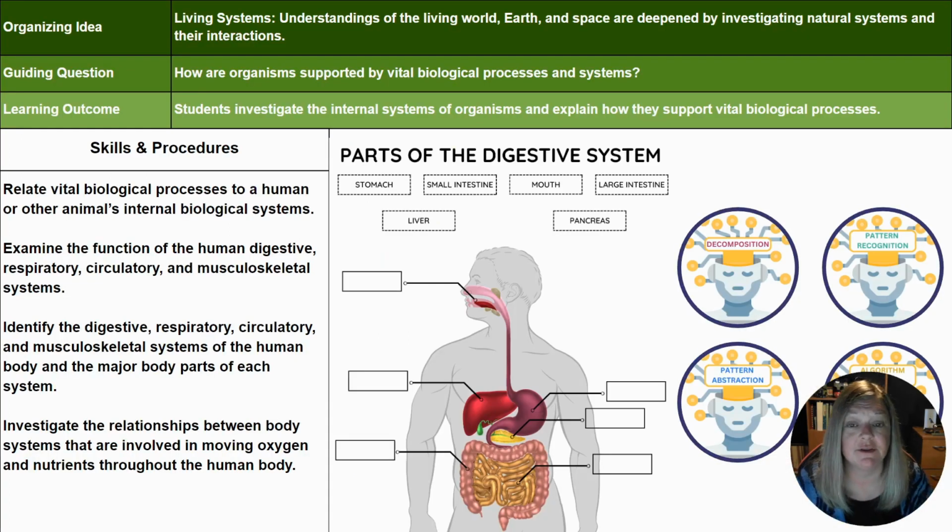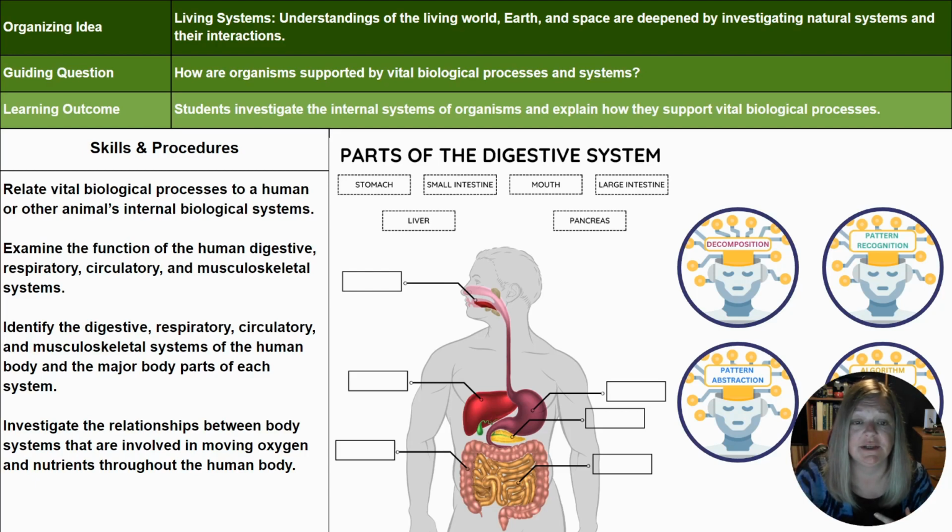So your grade 5 students are being asked to learn a lot of content in this living systems unit. You can definitely bring in some computer sciences activities when we're learning the different parts of the different systems. This is a labeling activity of the digestive system, and it doesn't matter what system we're looking at here. The computational thinking is going to be applied in the same way.